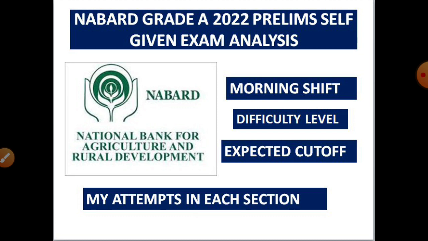In total, 8 subjects were there: reasoning, quants, English, computer, decision making. These were the five where it was just qualifying, and the other three were the merit sections, that is ESI, ARD, and current affairs. So I'll speak about each and every section.